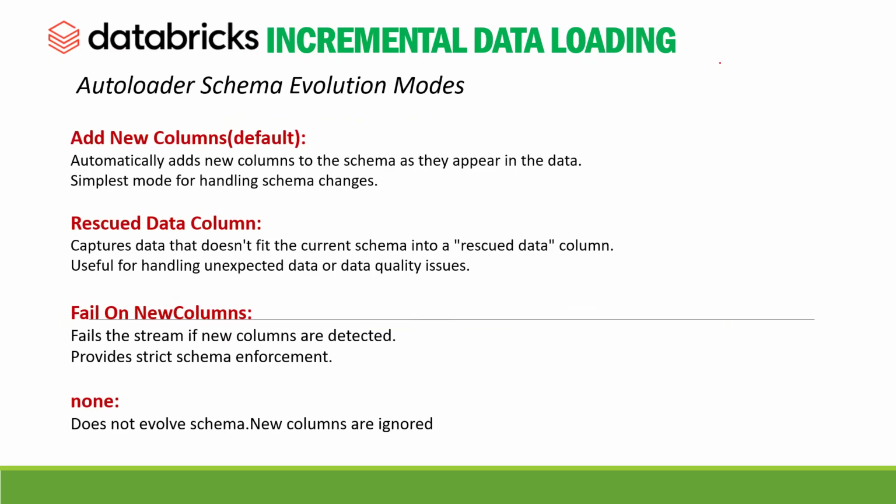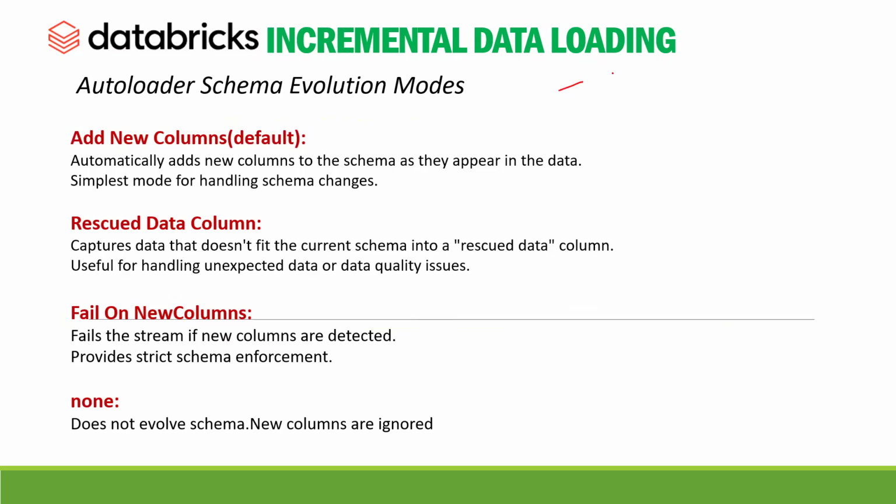Databricks gives us different schema evolution modes, as I discussed in the example. The first two files may have two columns, but the third file that is ingested has three columns. Then autoloader has to deal with it. For that, we have four different evolution modes: add new columns, rescue data column, fail on new columns, and none. Among these, the default is add new columns.